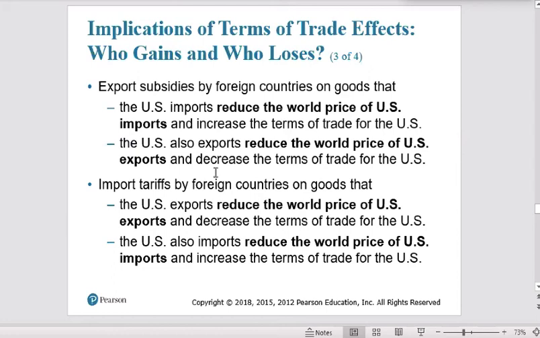Then China will be happy because the price of bananas will become cheaper, and China imports bananas, right? The cheaper the price of bananas is, the happier they are because they can buy more bananas using the same amount of money. So whatever you import, if the foreign country subsidizes those goods, then you will be happy. But you will not be happy if you are also an exporter of bananas.